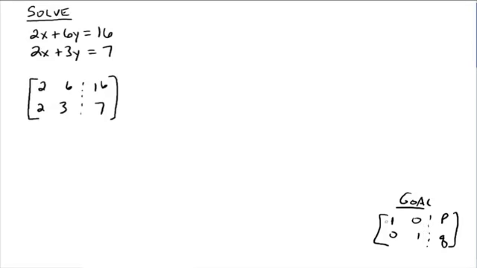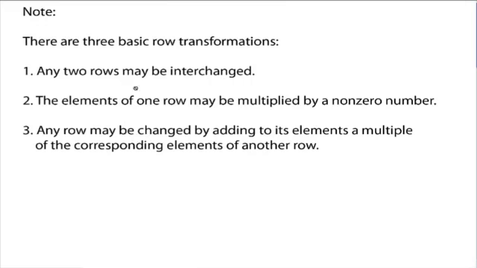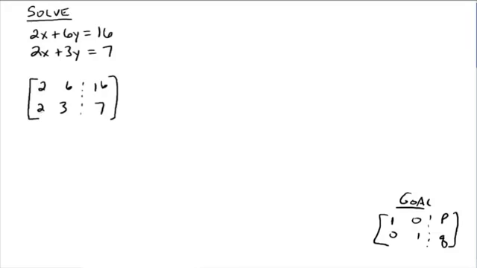You know you want a 1 in this first entry, right? This first column, this 2 right here, you want a 1. And the only thing that we can do are these 3 operations. To get this a 1, I'm going to encourage you to just multiply by a half. So what does that give us?